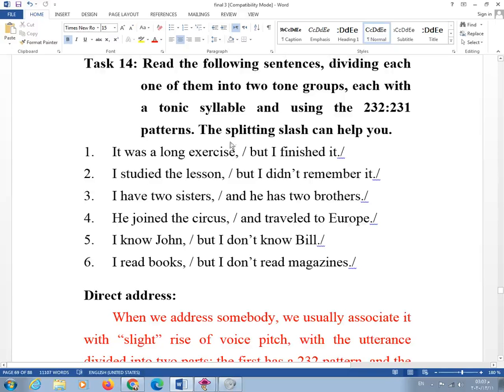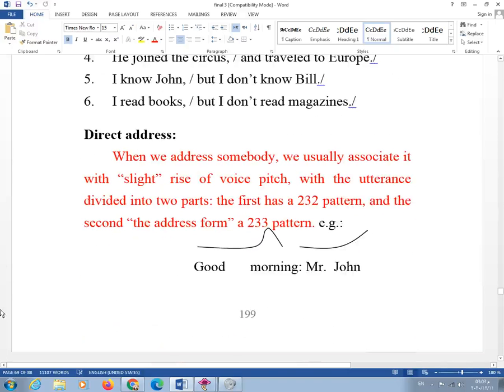Okay, when we talk to someone, we address him or her using the same pattern. For example, good morning, and then Mr. John, you know, good morning, Mr. John, Mr. John, 2 3 2 3 3. Yes, we end with rising intonation. So when we address someone, we call him, we greet them, etc., we use this pattern. Good morning, Mr. John. Okay, let's try this.